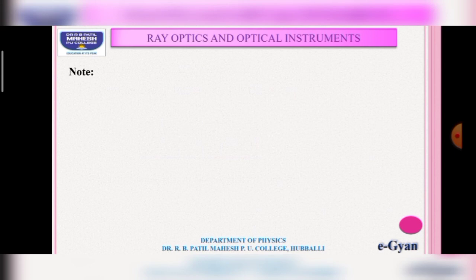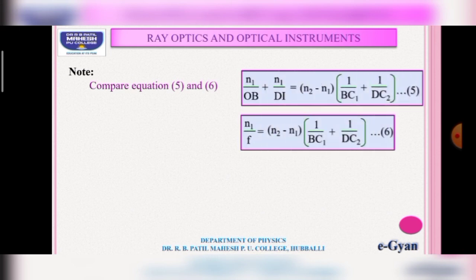Let us discuss a few points. Note, compare equation number 5 and 6. When you compare equation number 5 and 6, we get N1 by OB plus N1 by OD is equal to N1 divided by f. These two terms get cancelled and this term is equal to this term. The left hand side term of equation 5 is equal to the left hand side term of equation 6.